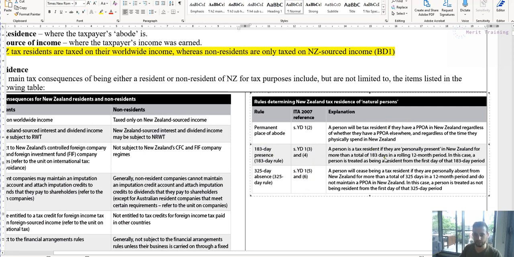Next rule is the 183-day presence rule. So basically, they're a tax resident if they are personally present, i.e. they're actually in New Zealand for more than a total of 183 days in any 12-month period. And when I say rolling 12-month period, they mean instead of a financial year, which might go to March year end, it's basically what's today, and then 12 months immediately prior to today. Okay, just to avoid confusion with an income tax year. And do not maintain a PPOA. Oops, sorry, reading the wrong one. In this case, a person is still treated as being a resident from the first day of that 183 period.